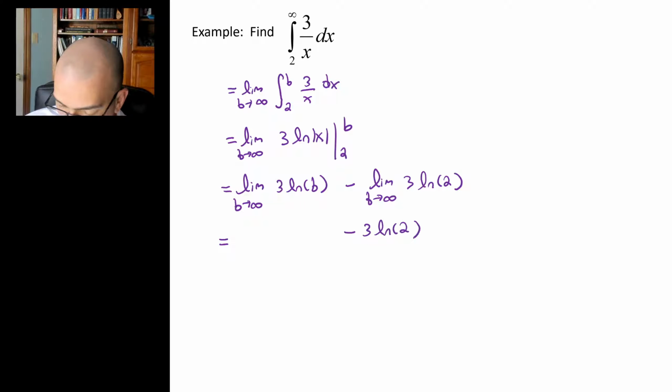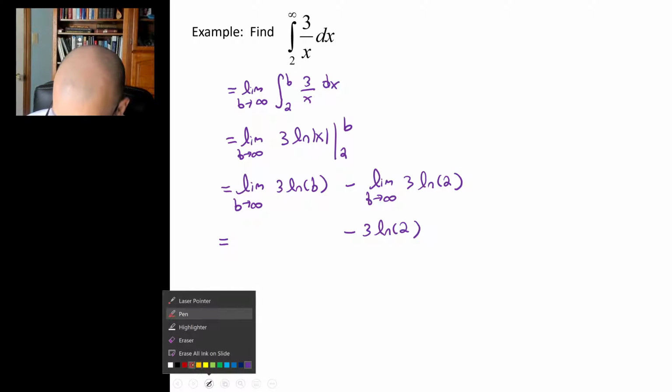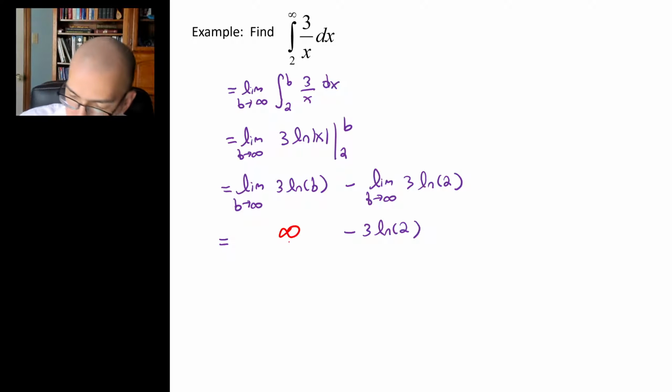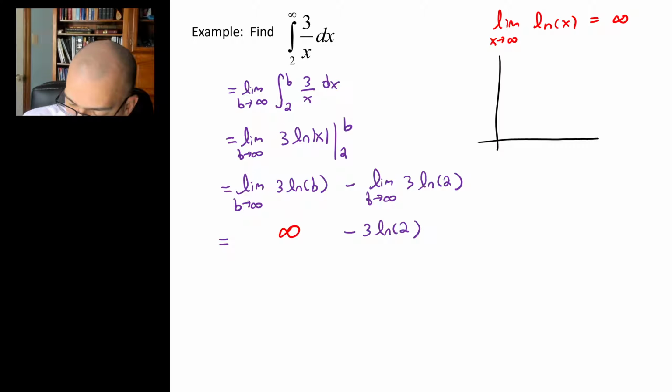What's the first part? What happens when we plug infinity into a log function? Well, it turns out that we get infinity, and I'll explain why the limit as x approaches infinity of the ln of x is equal to infinity. There's two ways to understand it. One of them is with a graph of a log function.